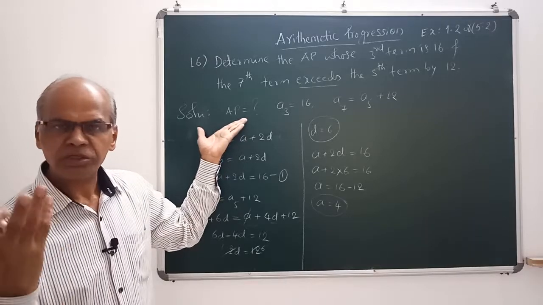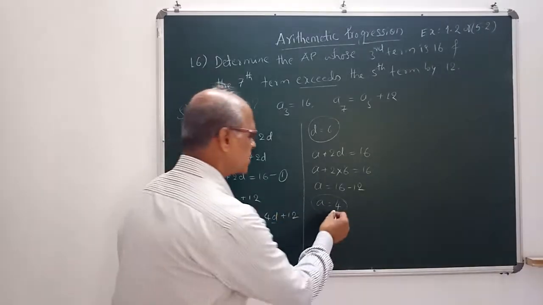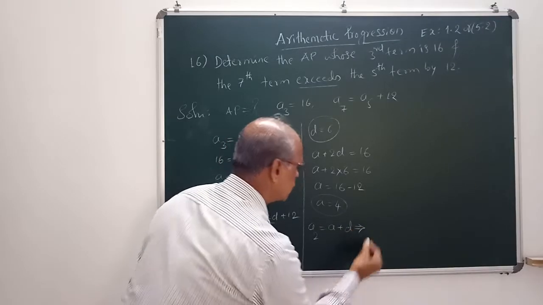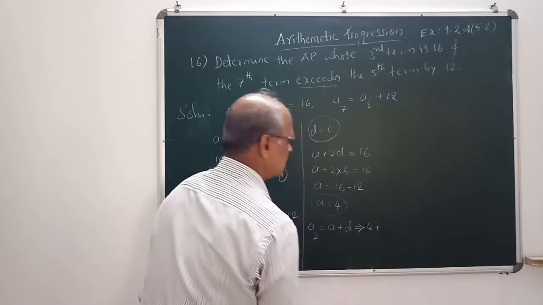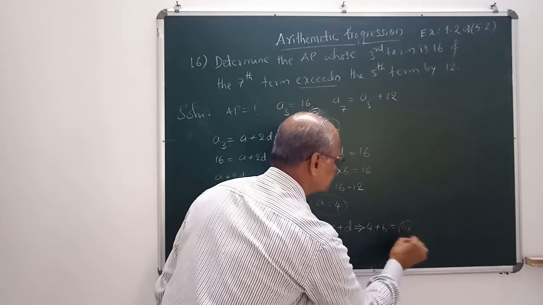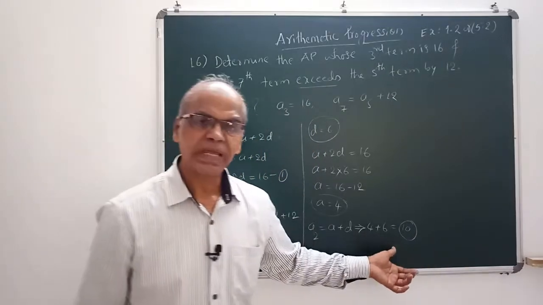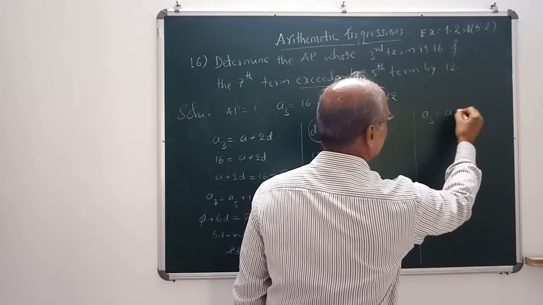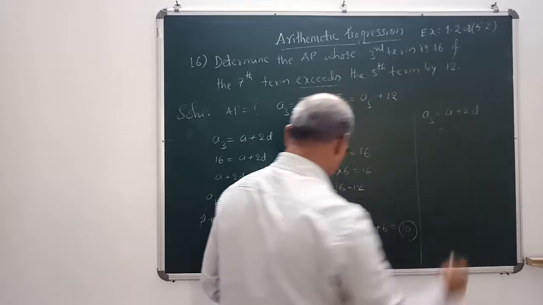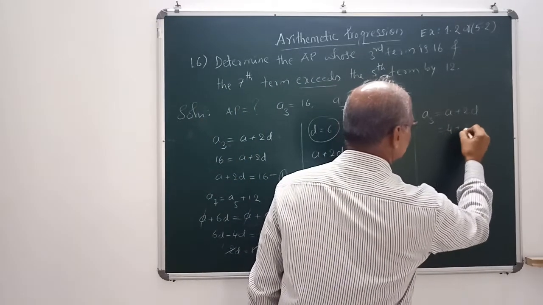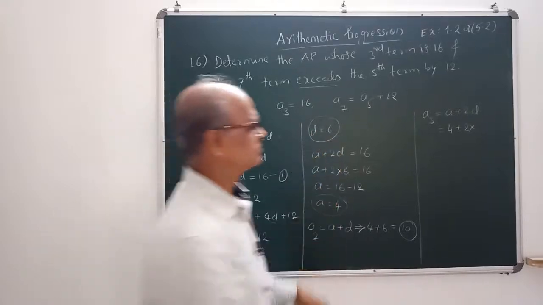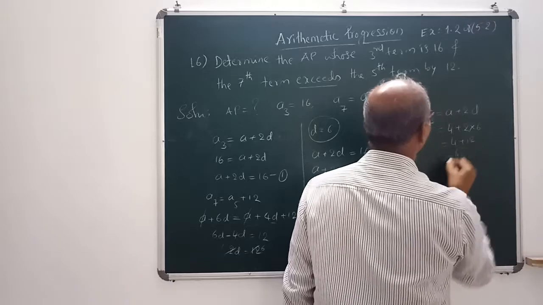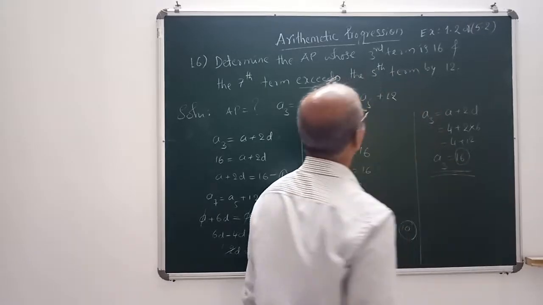Go for writing or finding the 3 terms. This is our first term, that means A is 4. What about the second term? A2 is equal to A plus D, which is equal to A means 4 plus D means 6, which is equal to 10. That means our second term is 10. Go for the third. A3 is equal to A plus 2D. A means 4 plus 2 into D means 6, that is 4 plus 12. What's the answer? 16. That means A3 is 16.